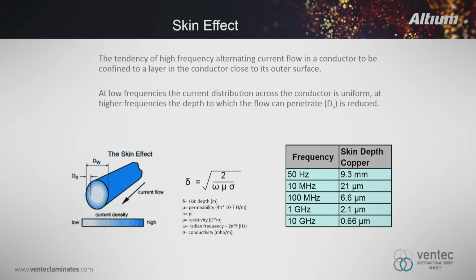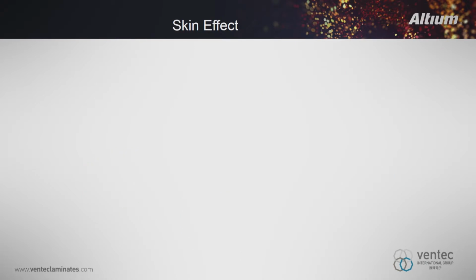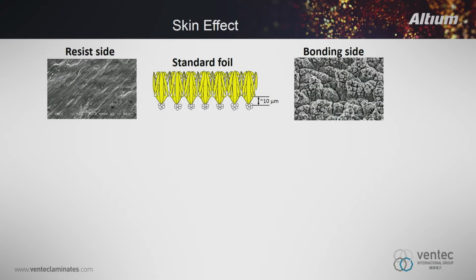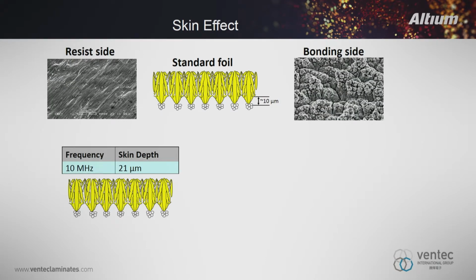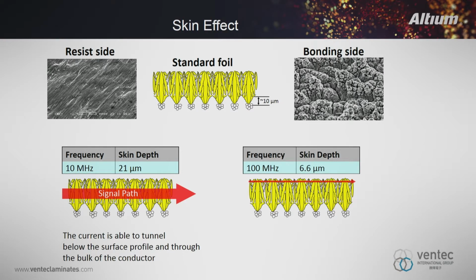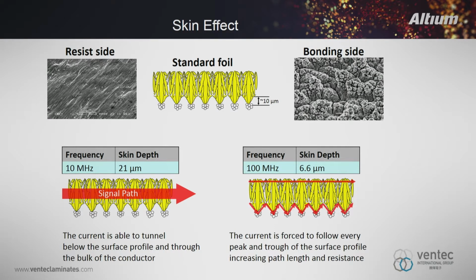At 10 gigahertz, it's less than a micron, which is a bit of a problem, because our foil profile can be 10 microns. At 10 megahertz, no problem. You go to even 100 megahertz, the skin depth now is 6.6 microns. So on the surface, we're fine. On the shiny side, the rough side though, we've got 10 microns of gaps now. So actually, the electrons have to go up and down, up and down, up and down. That gives us some problems.